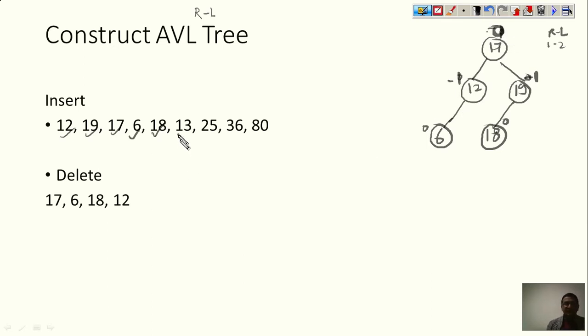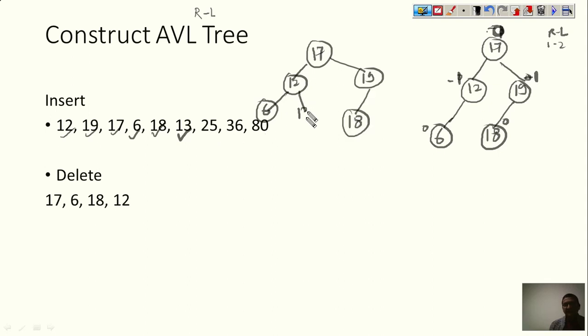Then we insert 13. 13 is going to be inserted here. Let me draw the figure. 17, this is the tree that we have, with 6 and 19, 18. When you insert 13, 13 will be here. Let us look at the balancing factor. This is 0, 0, 0, 0. This is 2, and this is 2, so 2 minus 2 is 0. And here, 0 minus 1 is minus 1. So again it is balanced.